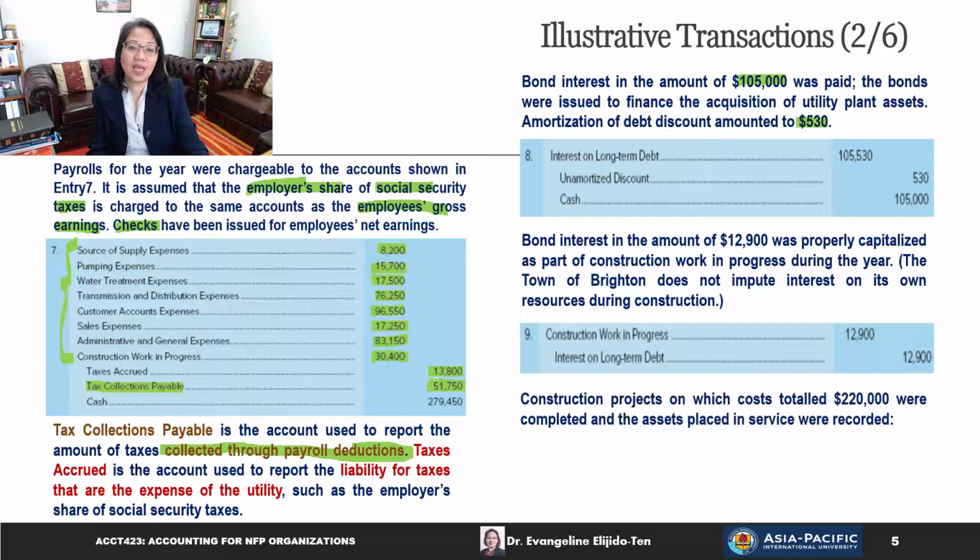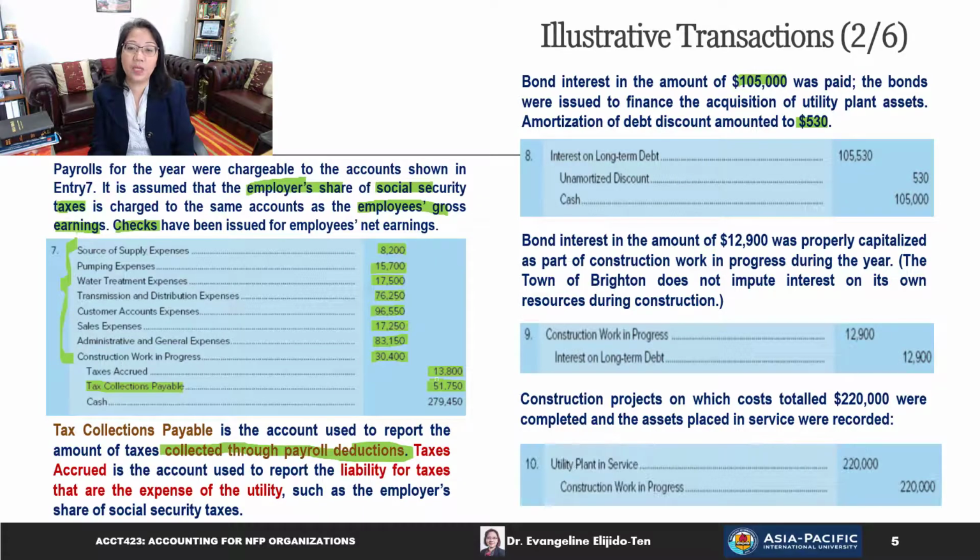12,900. Now the construction projects whose cost totaled 220,000 were completed and the assets placed in service were recorded. So this time, because we've been debiting construction work in progress whilst it's still in progress, now that it's completed, we'll credit construction work in progress for the full amount. All right? So as stated here, the construction project totaled 220,000. So we must have debited it for 220,000 before. We're now crediting that for 220,000.